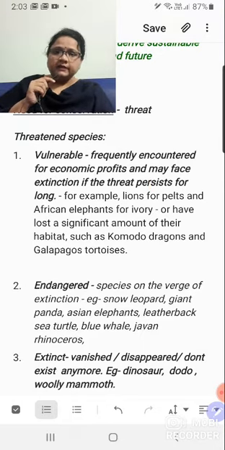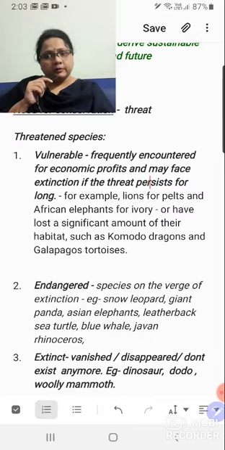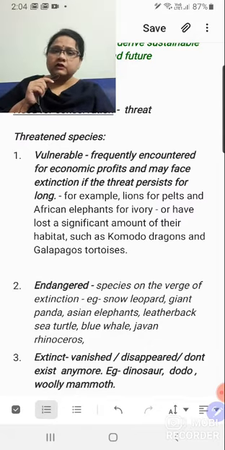species. Right, the species which are facing severe threat from mankind, and the population is so low that if the problem is not controlled in future, then the species would be disappearing very soon from the earth. This is known as verge, or margin, of extinction, right? This is endangered. And the third one here is extinct species.